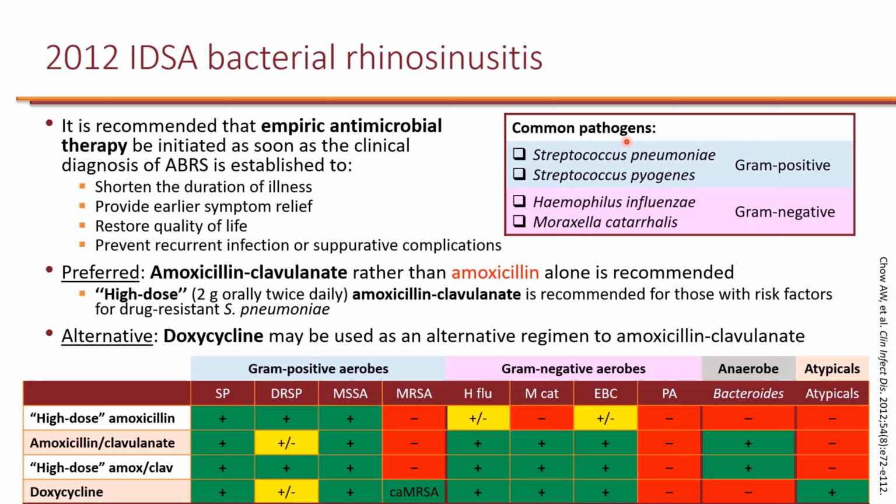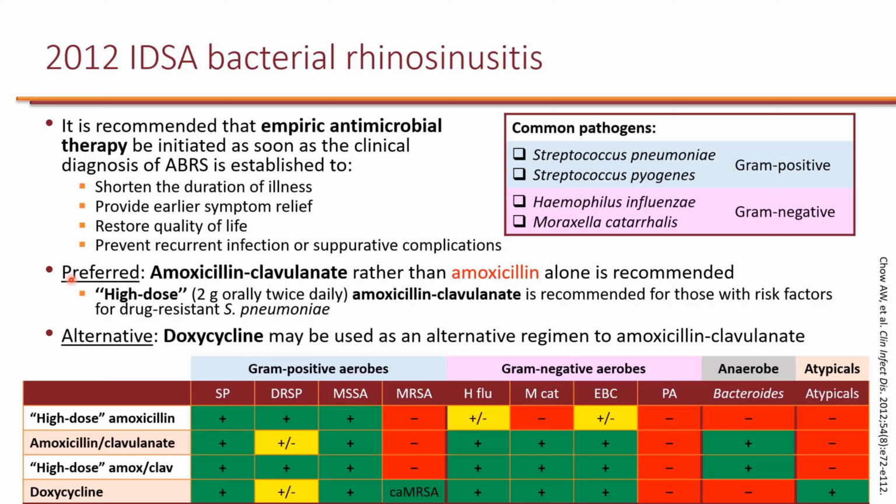Now, keep in mind that the common pathogens for bacterial rhinosinusitis are Strep pneumo and Strep pyogenes, which are gram-positive, and H. influenzae and Moraxella catarrhalis, which are gram-negative. Gram-positives stain blue on gram stain, so they are positively blue for you, and gram-negative organisms stain pink on the gram stain. So that's the primary difference between those two.